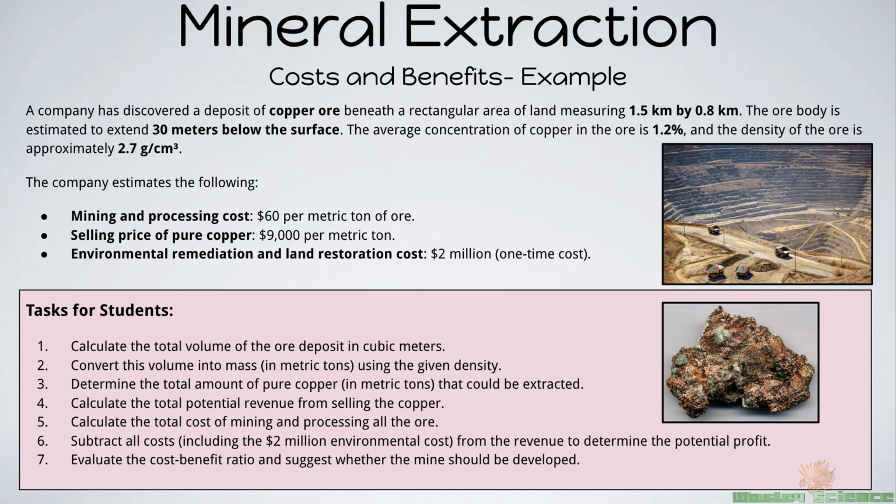The density of the ore is 2.7 grams per centimeter cubed. So we have to figure out how much money they can make off this. The mine and processing will cost us $60 per metric ton of ore. The selling price of this pure copper is $9,000 per metric ton. And the environmental remediation and land restoration is going to cost us a one-time deal of $2 million. So there are 7 steps here that we have to take. Let's get started with it.